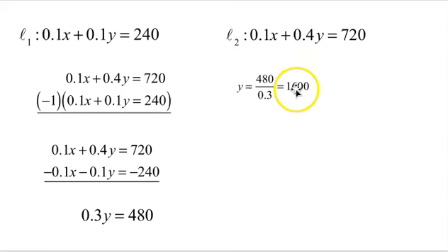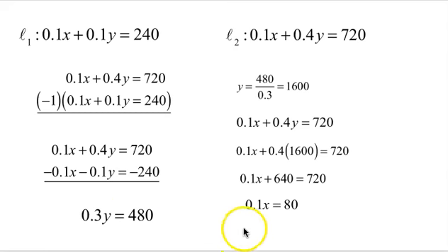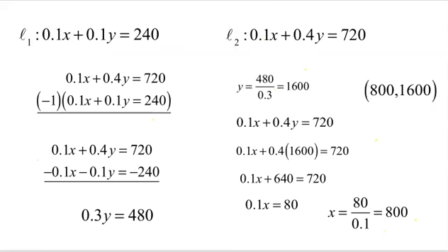So I've got to plug that y into one of these equations to solve for x. I've chosen to use the 720, line 2. So I'm going to plug 1,600 in for y here, and then solve for x. So 0.1x plus 0.4 times 1,600 is 720. 0.1x plus 640 is 720. Subtracting 640 from both sides, 0.1x is 80. Dividing both sides by 0.1, I get x is 800. So that corner point, line 1 versus line 2, the x is 800 and the y is 1,600.